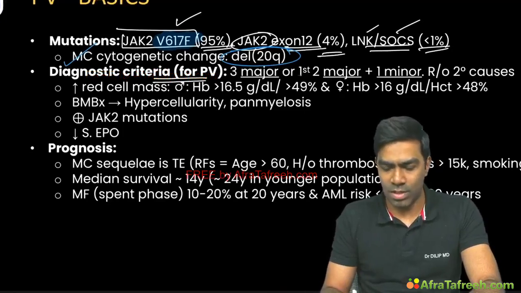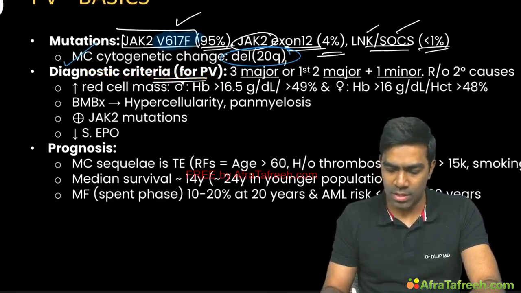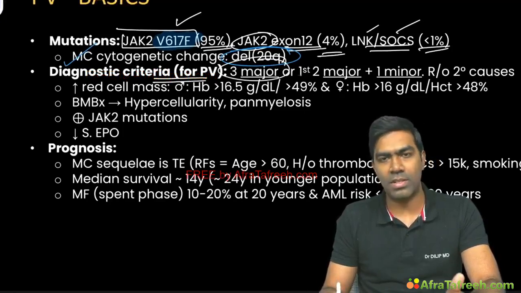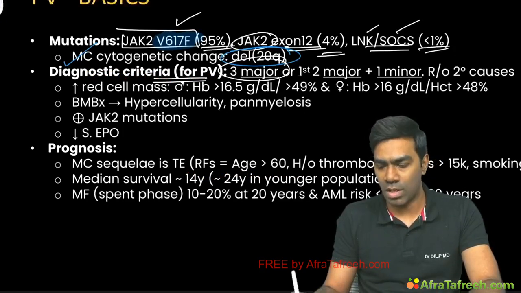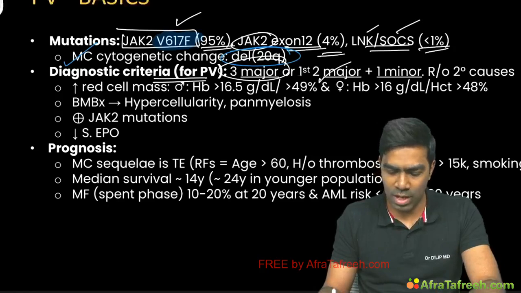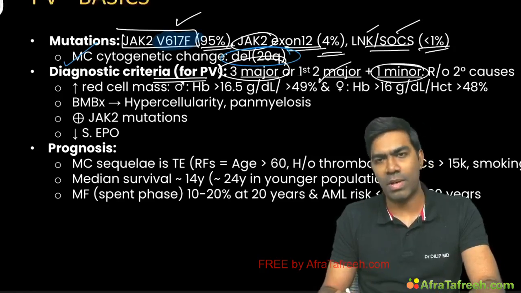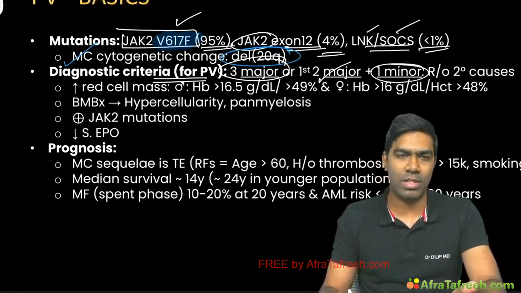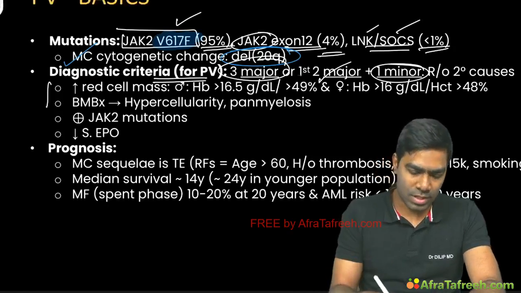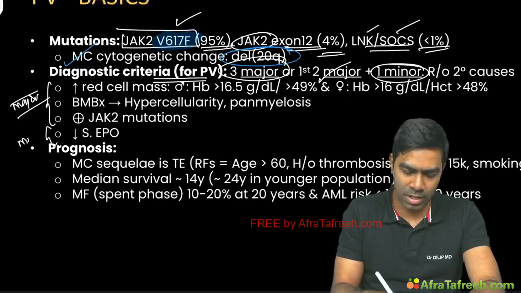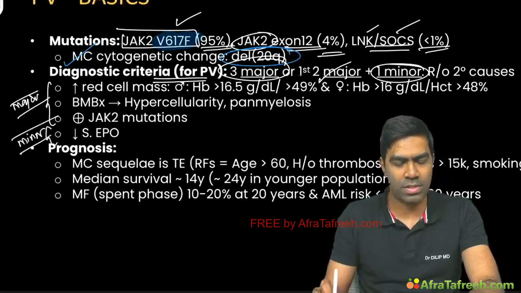So what is the WHO diagnostic criteria for polycythemia vera? So you have some major manifestations, you have some minor manifestations. If you have 3 major or first 2 major along with 1 minor manifestation, you can make a diagnosis of polycythemia vera. The first 3 are basically major manifestations, and the last one is basically the minor manifestation. Low EPO is a minor manifestation.